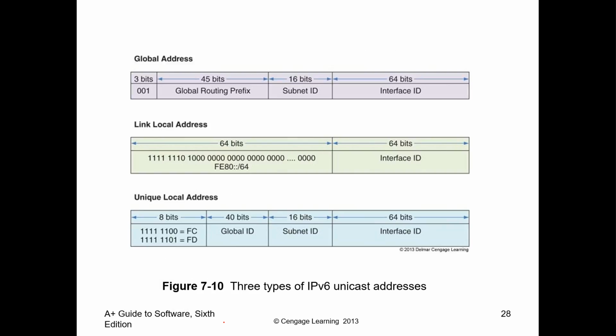So again, for a global address, the first 3 bits, then we have a global routing prefix, subnet ID, and interface ID. If it's a link local, it will more than likely begin with FE80, and the remaining first 64 bits will be 0. For the unique local address, the first 8 bits will either be FC or FD. Then the next 40 bits will be a global ID, then subnet ID, and interface ID.